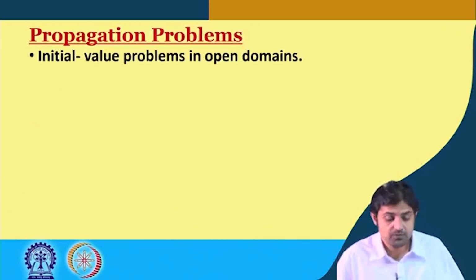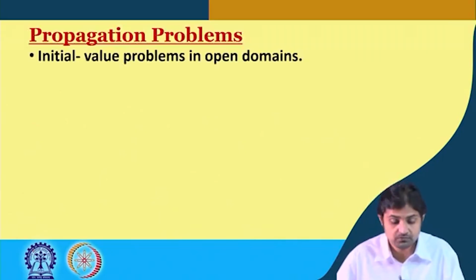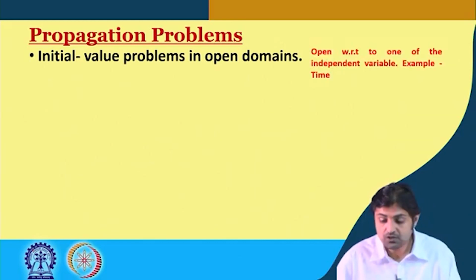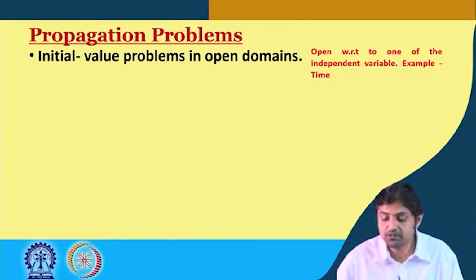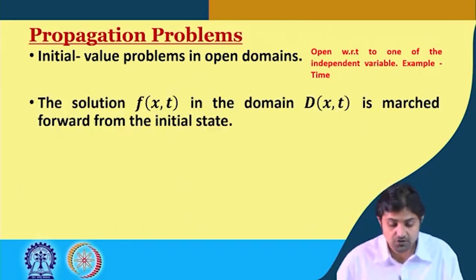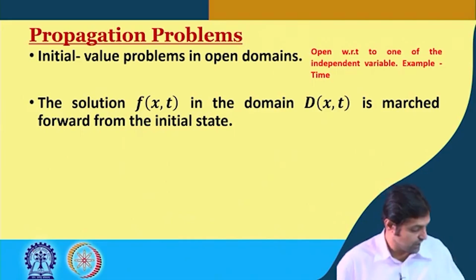The second type of problems are propagation problems. An example is initial value problems in open domains. Open with respect to one of the independent variables, for example time. The solution f(x, t) in the domain is marched forward from the initial stage. Okay, so we know things at time t equal to 0, then we go from t equal to 0 to, let us say, t equal to 1, then t equal to 2, and then t equal to 3 seconds.